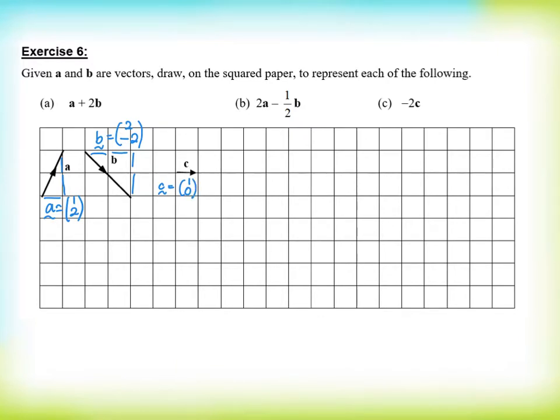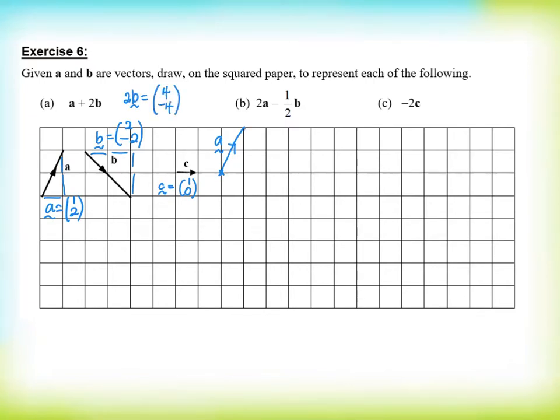If we're going to do a drawing of A plus 2B, so vector A, so maybe let's start somewhere over here. Vector A will be (1, 2). So starting over here, I'll have 1, 2. This is vector A. Now I'm going to add 2B. B is originally (2, negative 2). So 2B will now become (4, negative 4).